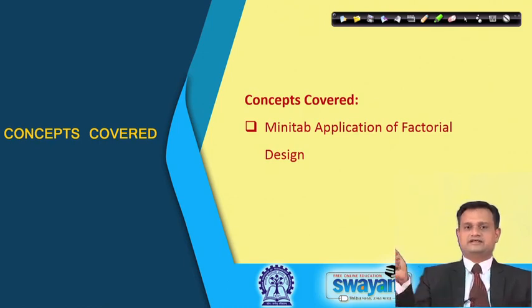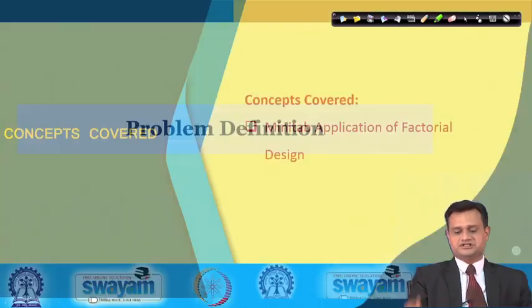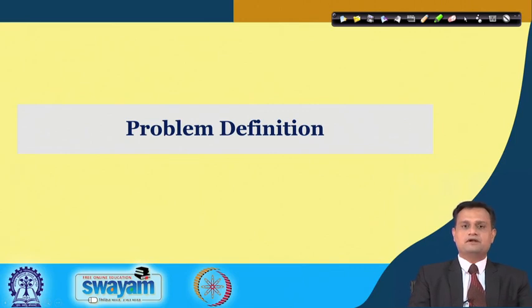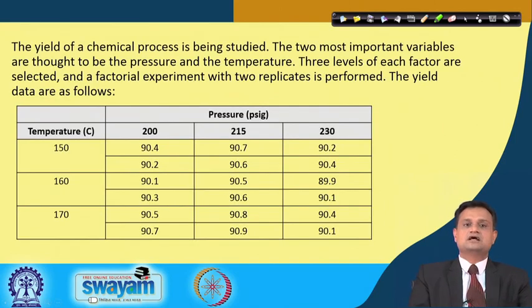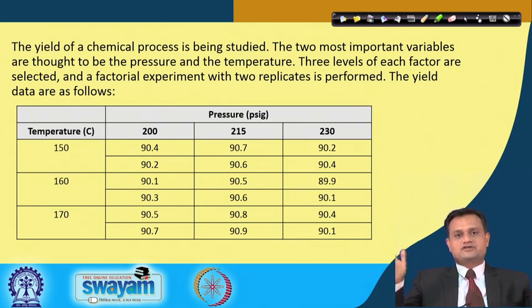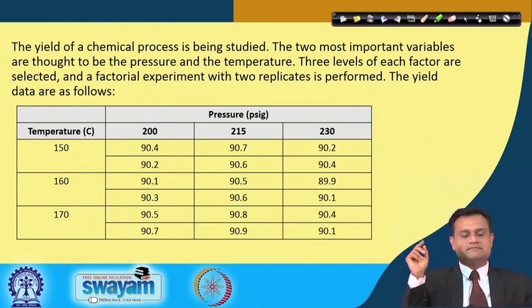In this lecture, we will see the application of Minitab, and the problem definition is like this. You have pressure and temperature, and I want to check the yield of a chemical process, which is my response variable. Two factors are considered, one is the pressure and another is the temperature, with three levels of each factor.